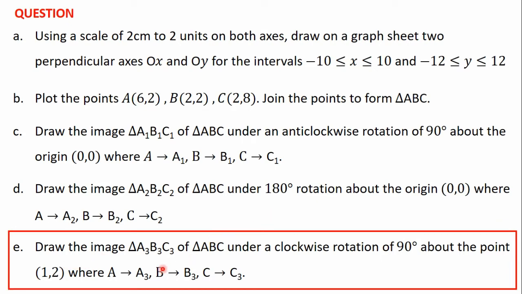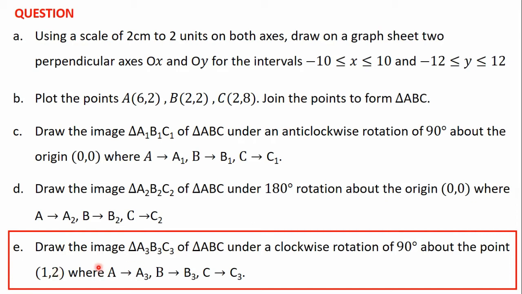So let's begin. The last part says that we should draw the image triangle A3, B3, C3 of triangle ABC under a clockwise rotation of 90 degrees about the point (1, 2), where A maps to A3, B maps to B3, and C maps to C3. So we are going to draw the triangle A3, B3, C3, which is the image of the triangle ABC after it has been rotated through a 90 degrees angle in the clockwise direction about the point (1, 2).